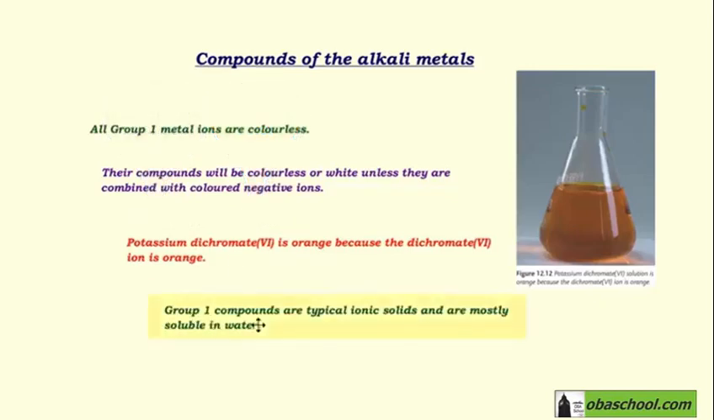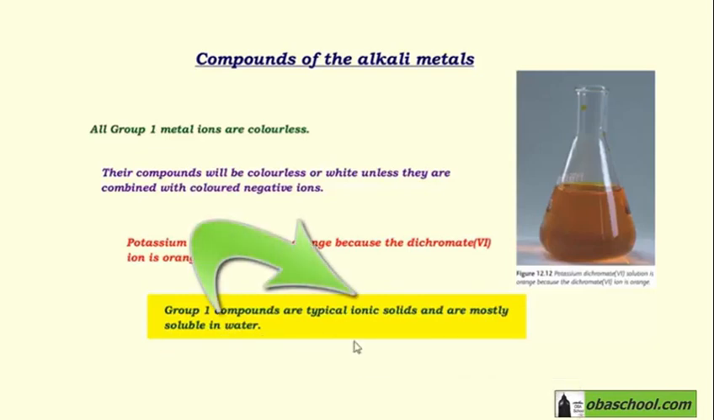Group 1 compounds are typical ionic solids and are mostly soluble in water. The compounds in group 1 are ionic solids and most of them dissolve in water.